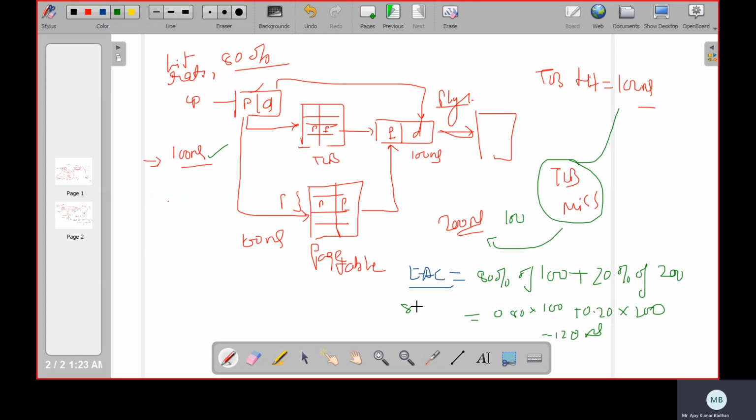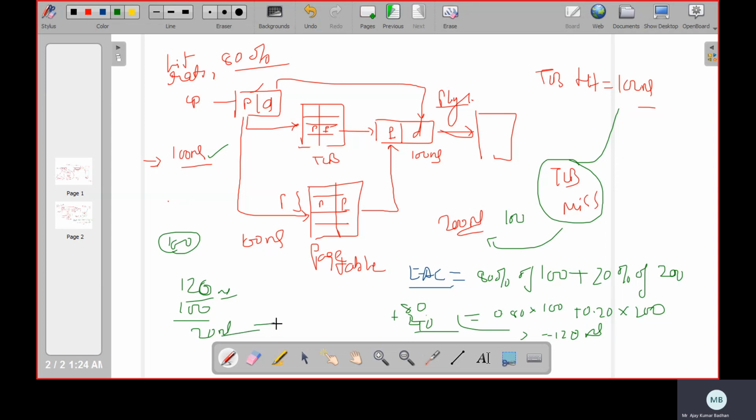So this will be 80 plus 40, that is nothing but 120 nanoseconds. So it takes 120, which means your system is getting slowed down. Since we are doing it for 100 nanoseconds, how much is it getting slowed down? 120 minus 100 is nothing but 20 nanoseconds. Your system is going to get slowed down by 20 nanoseconds.